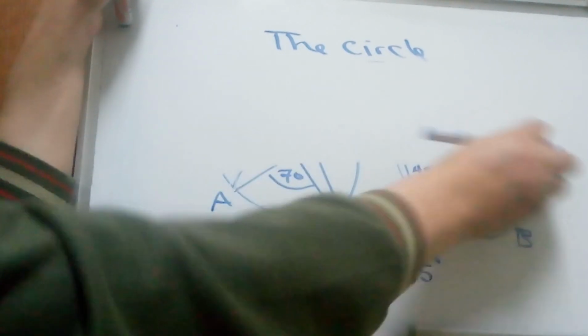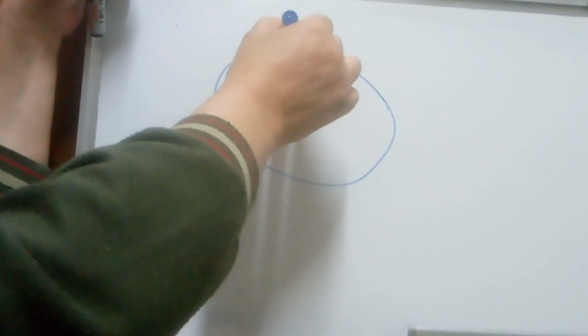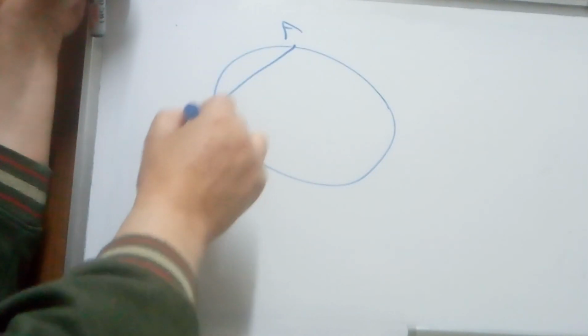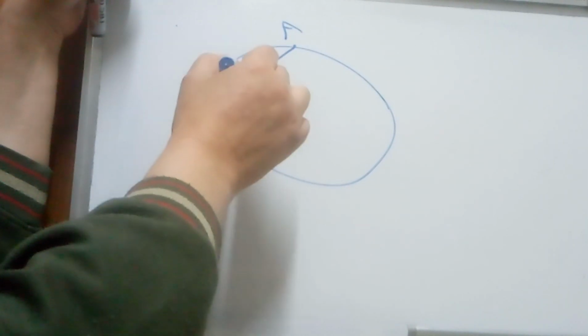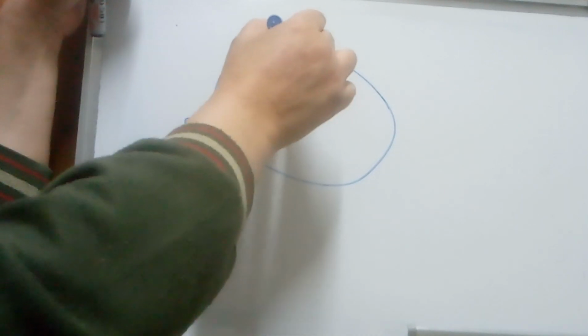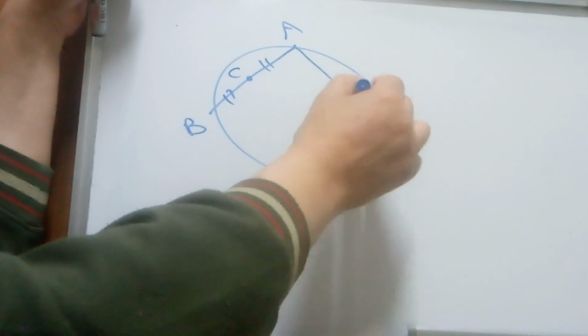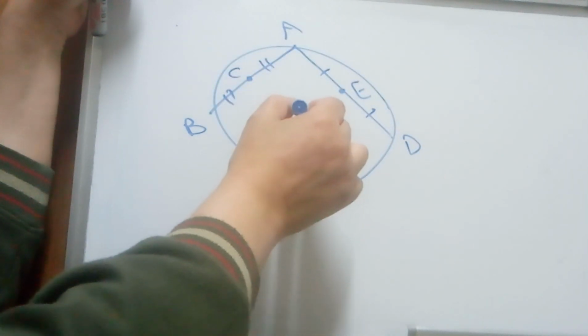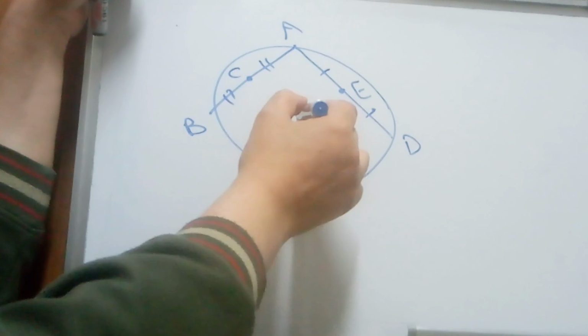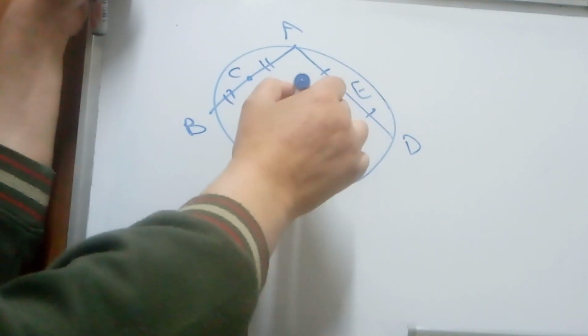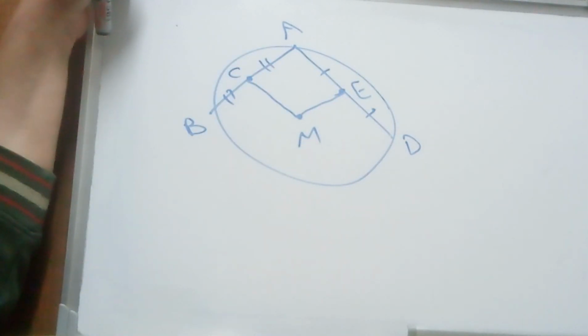How to apply these concepts for solving some questions? If you have a circle like this, this is a chord AB, and you take a point C, midpoint of AB, and draw another chord like AD, and take E as the midpoint of AD, and the center is M. If you draw ME and draw MC, what is the relation between these line segments and their chords?